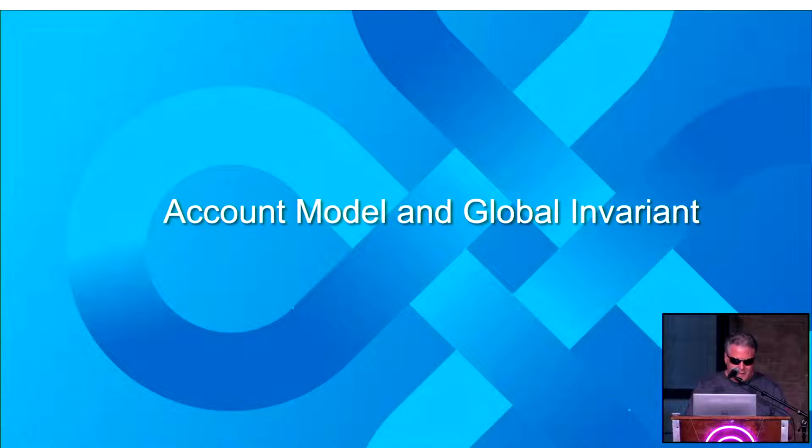There we go. So we should be on the account model and global invariant. This is the core piece that enables what we're just trying to say. We want to reach sharding. We want to be able to have separated data. And the account model is the core piece that makes that possible.